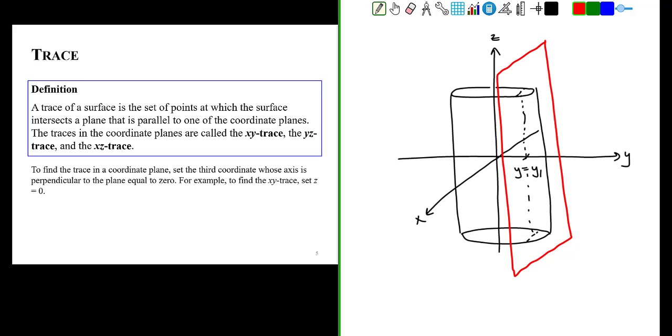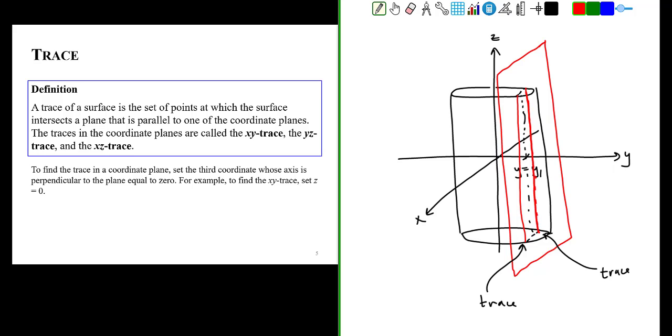Here is our plane, and our plane slices through the cylinder. So these lines that are produced, this line here is a trace, and this line here is a trace. I'll go ahead and turn that dotted line into a solid line so it's just more clear. And now let's look at these traces.